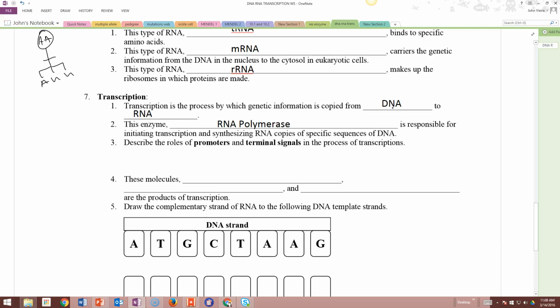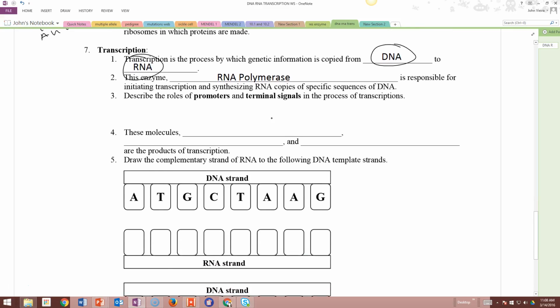Transcription is a process where genetic information is copied from DNA to RNA. The enzyme RNA polymerase is what does transcription. The different types of molecules that can be transcribed are messenger RNA, transfer RNA, and rRNA. All types of RNA are produced through transcription in the nucleus.